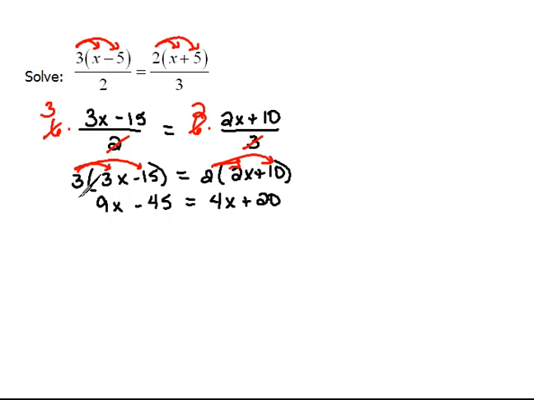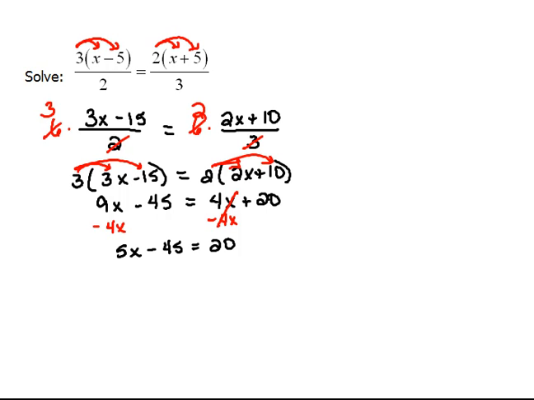And we're going to end up with 3 times 3x is 9x. 3 times negative 15 would be negative 45. 2 times 2x would be 4x. And 2 times 10 would be 20. But this now looks a lot more manageable. So let's get our x's together first, subtracting 4x from both sides.